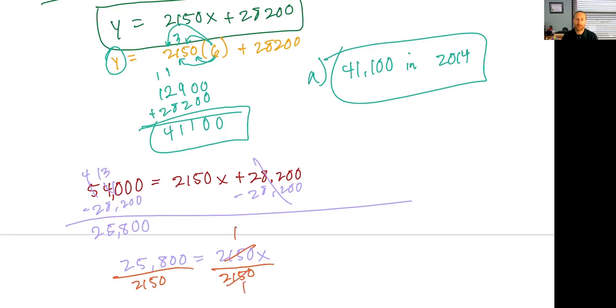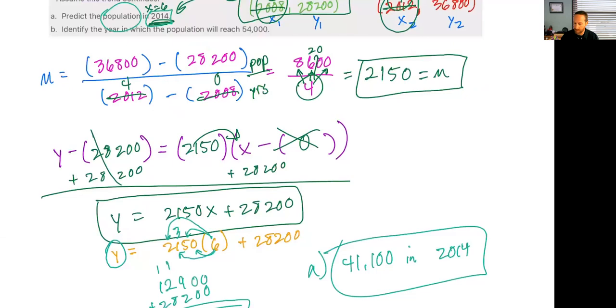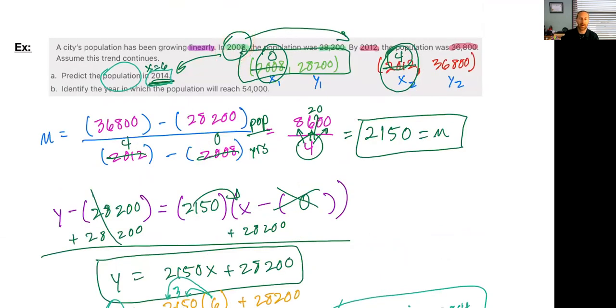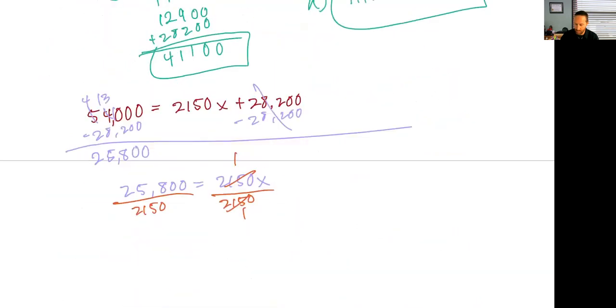That gives me the number of years after our original 2008, right? So my answer won't be what this x is, because remember, we changed it to be easier values than those big old 2000 numbers, okay? And in order to do that, I'm gonna go ahead and simply divide by a 10, because if I do that, then I can just drop these zeros. And now I got 2580 divided by 215. And I know 215 goes into 258 one time. And it is a difference of 43. Don't forget to bring down the zero. And hopefully you can see the 215 will go into 430.